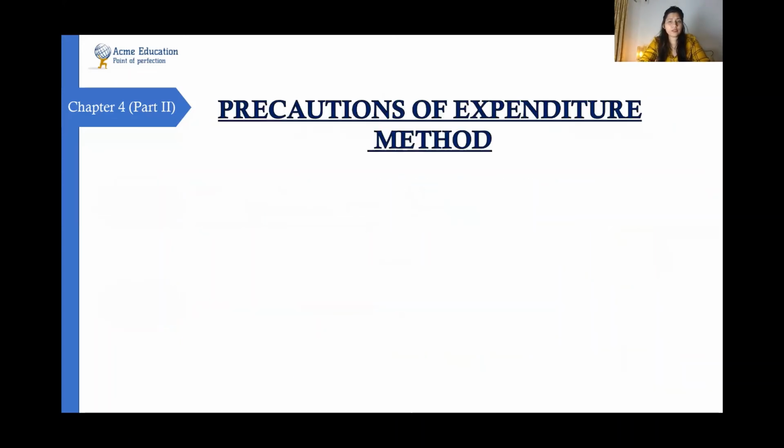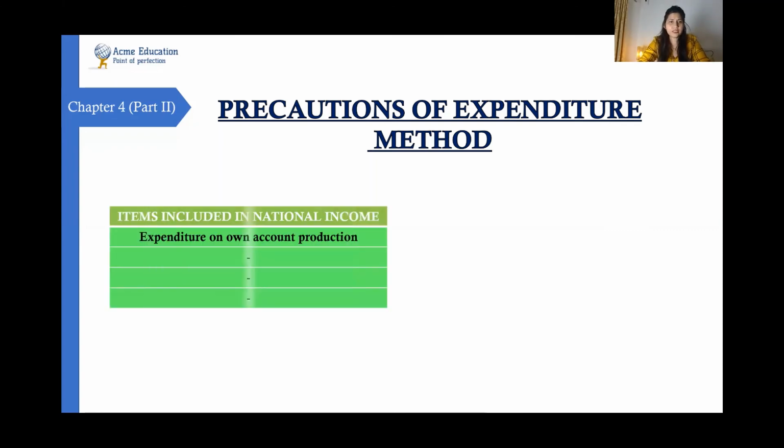Now we move to certain precautions that we need to take while we are calculating national income with the help of the expenditure method. There are certain items which will be included and there are certain items which will not be included in the expenditure method. So seeing the first item, which is included in the national income: any kind of expenditure which is on own account production will be a part of national income.